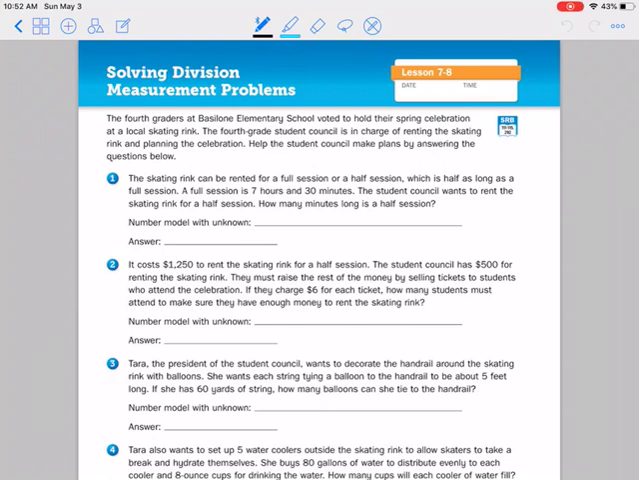Here are the journal pages for lesson 7-8 on page 248. It should say solving division measurement problems up at the top. So here's what I suggest for you guys. As you can see, they don't give you any room to write your answers. So my suggestion would be to get a piece of scrap paper.